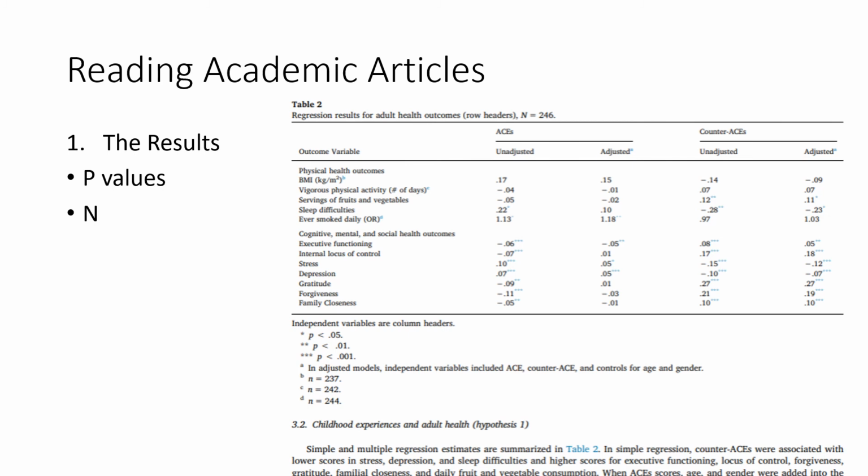The second letter we're going to see is the letter N. The letter N tells you how many observations or people participated in the study. For example, if you look at the top of this table, right next to the title, it says N equals 246. That means there were 246 people that participated in this study, and whose data we used in the analyses.